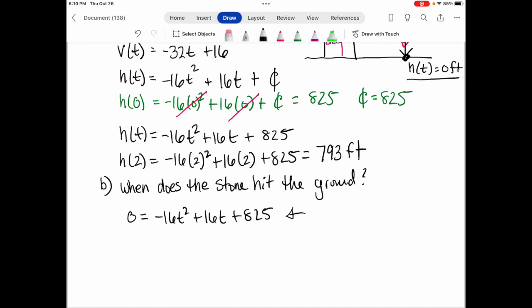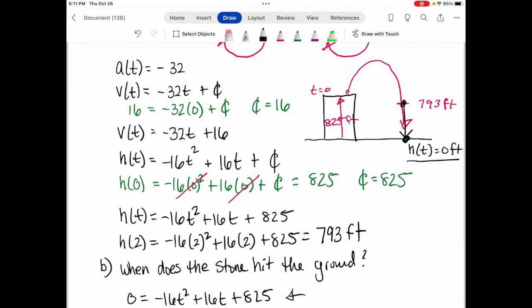So you can use the quadratic formula or whatever method you want to use to solve that. But because it's a quadratic, you're going to get 2 answers. When you take the square root in the quadratic formula, you're going to get plus or minus. So you're going to get 2 answers.